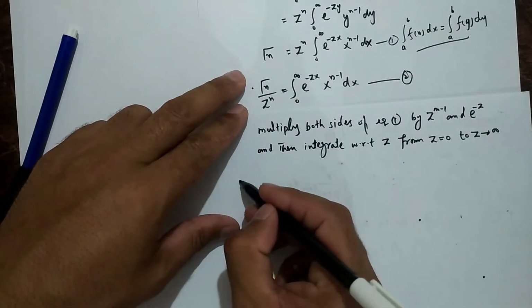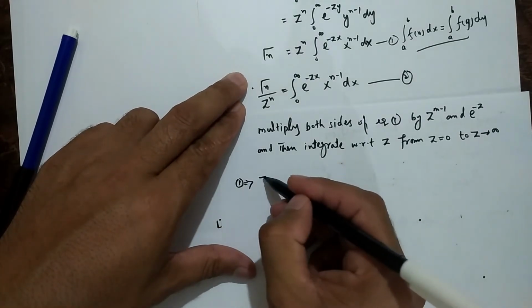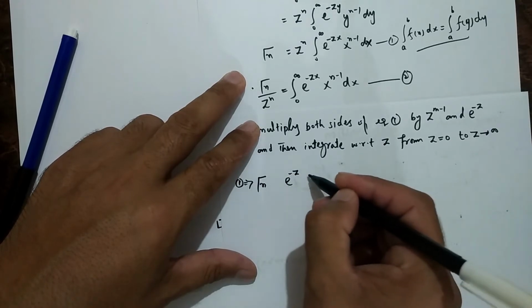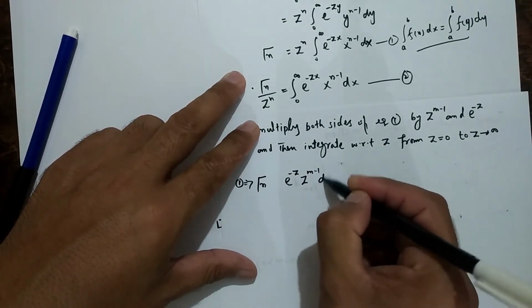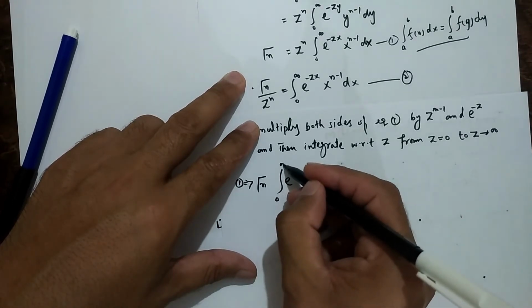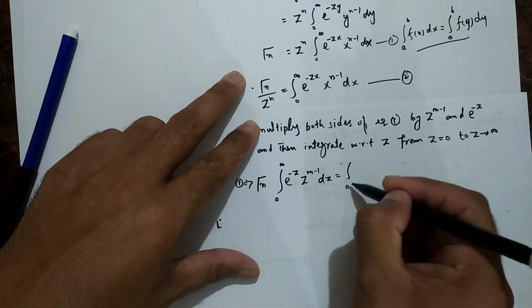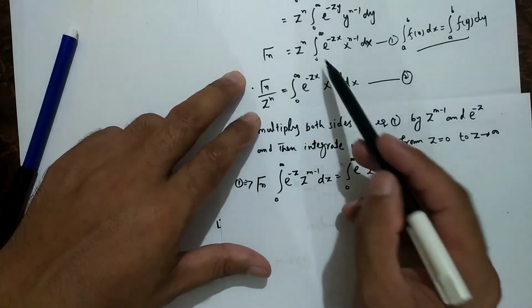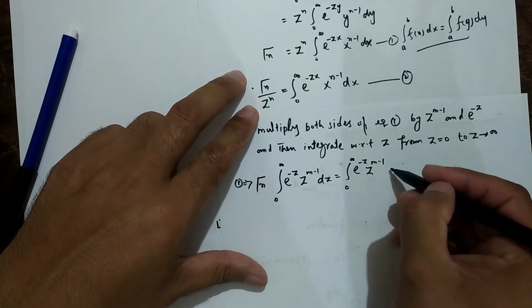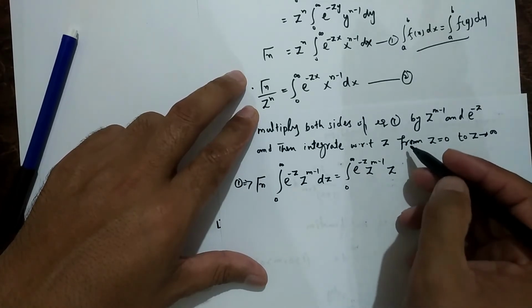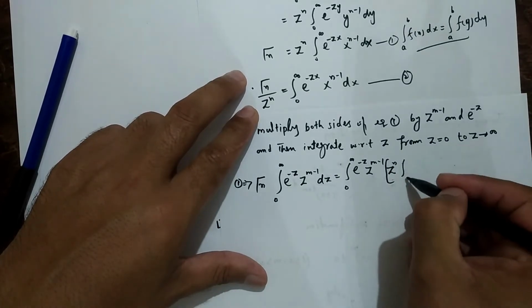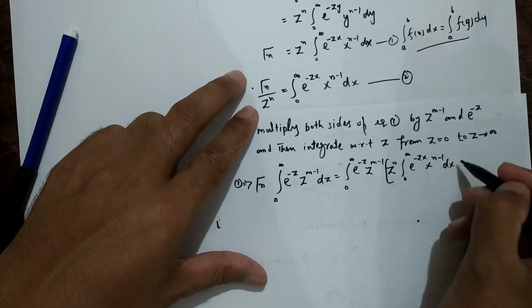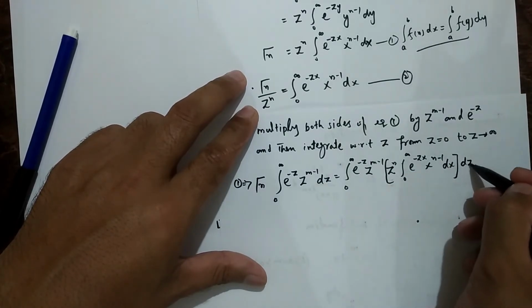Therefore, equation 1 will now become like this one, which is gamma n into e power minus z, z power m minus 1 dz, integrating from 0 to infinity, which is equal to integral from 0 to infinity e power minus z, z to the power m minus 1, and this will be z to the power n into integral from 0 to infinity e power minus zx, x to the power n minus 1 dx, and dz.